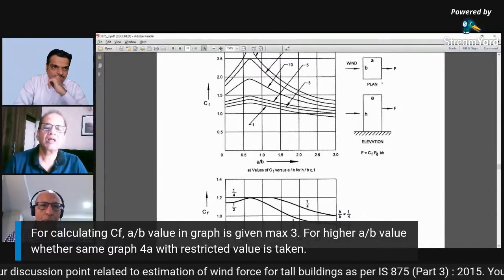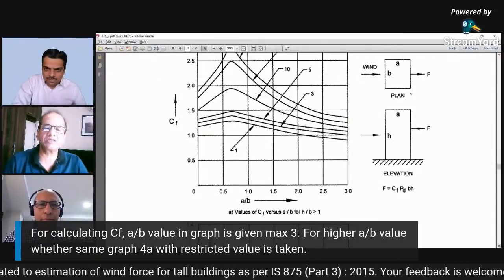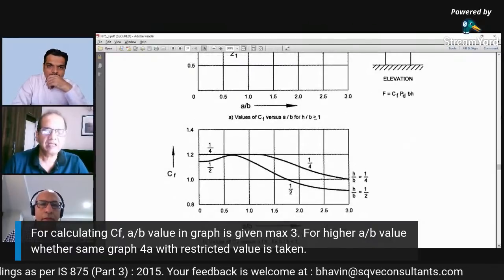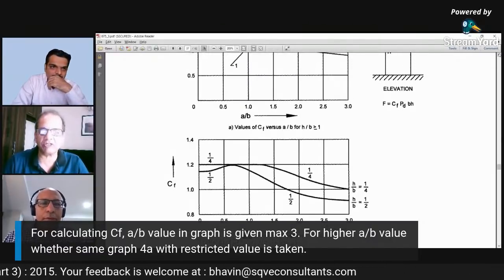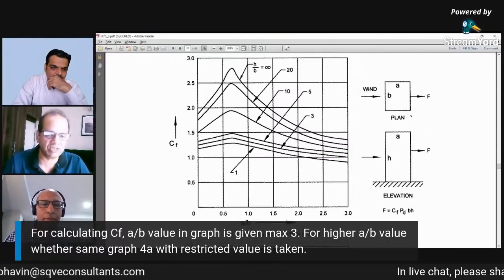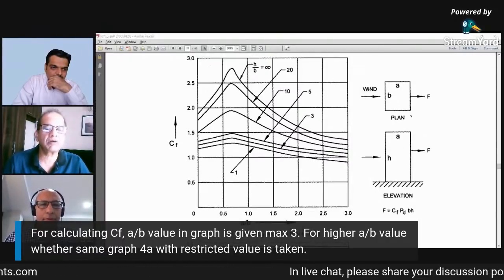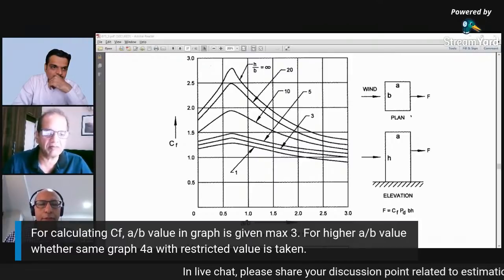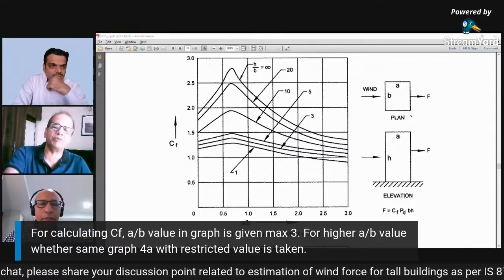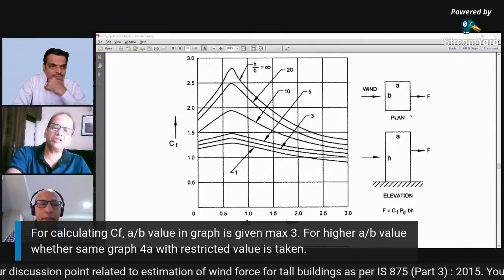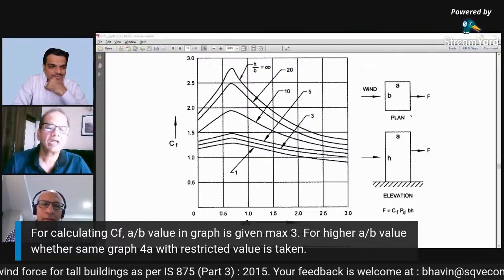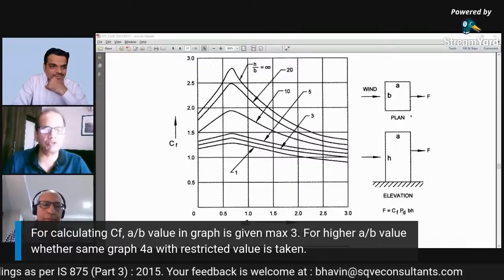Yeah. Now looking at this, it says A by B, the plan aspect ratio, up to 3. So primarily, it means that for plan aspect ratio more than 3, straight away these values of CF may not be valid. As a first pass, you can still use 3 if you have 4, because beyond 3, if you see, the curves are going to become parallel to horizontal. Yes, I agree. So more or less the same CF value has to be used.